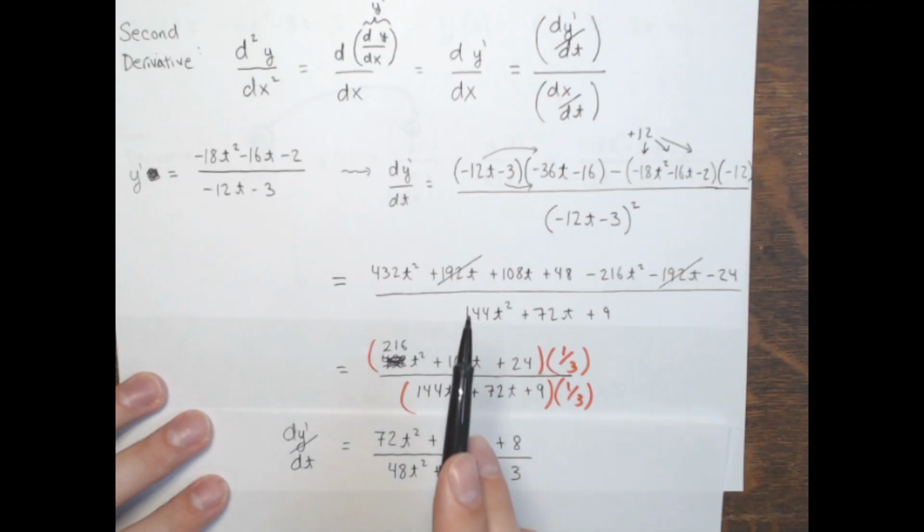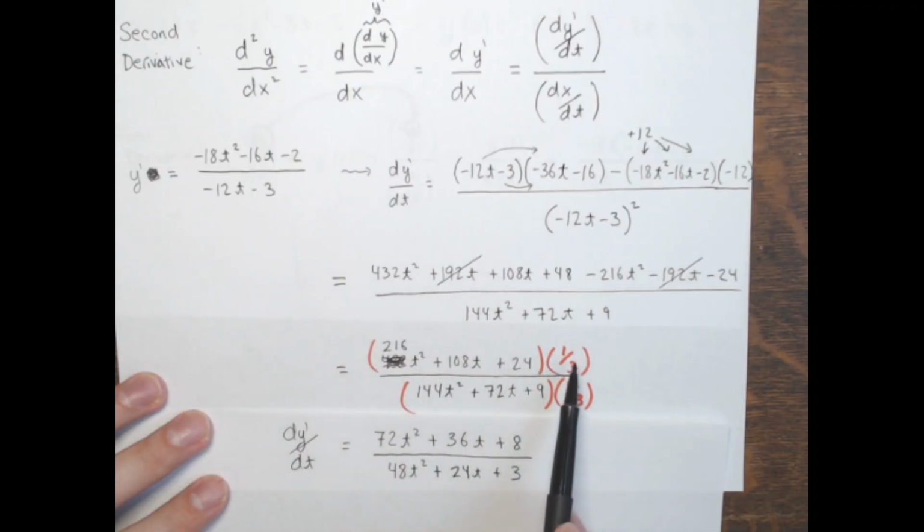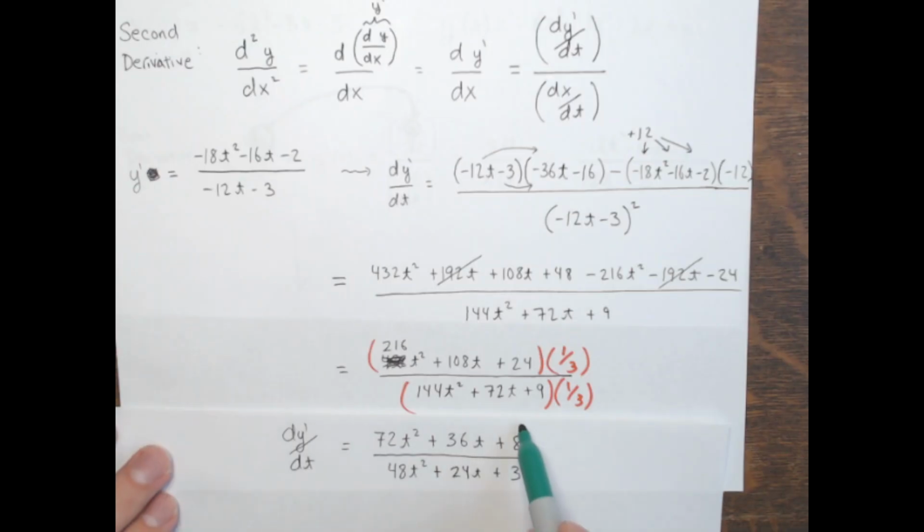Okay, so I did the algebra, combined some like terms here. I multiplied the top and bottom by a third, since all these coefficients have a common factor of 3. So we end up with the derivative y prime with respect to t is 72t squared plus 36t plus 8, all divided by 48t squared plus 24t plus 3. All right, so keep this in mind. I'll box this in. This is not the answer yet.